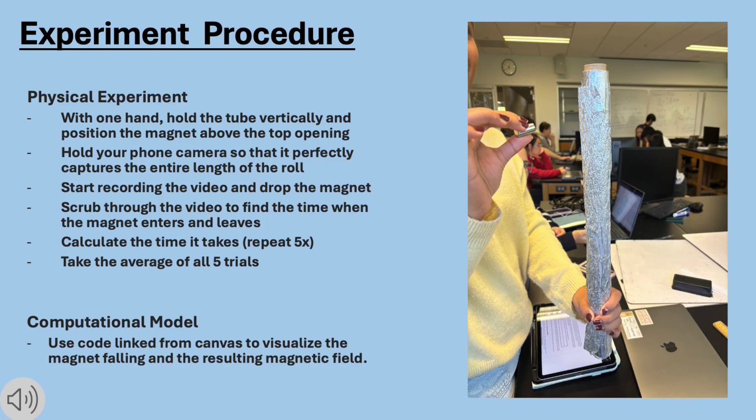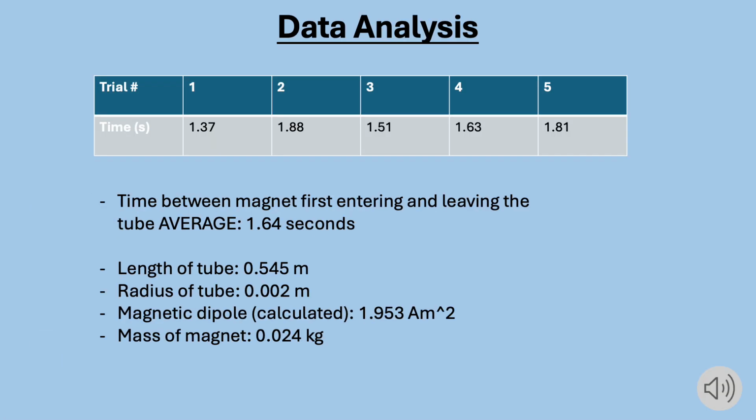Essentially, in our procedure, we dropped the magnet down the tube and we took a video so that we could scrub through the video and figure out how long exactly it took for the magnet to fall down. Then we did this 5 times and computed the average, and then we moved on to our computational trial. From our 5 trials, we found that the average time from the magnet entering and leaving the tube is 1.64 seconds, and then we also recorded the length of our tube, the radius, the magnetic dipole that we calculated, and the mass of the magnet.